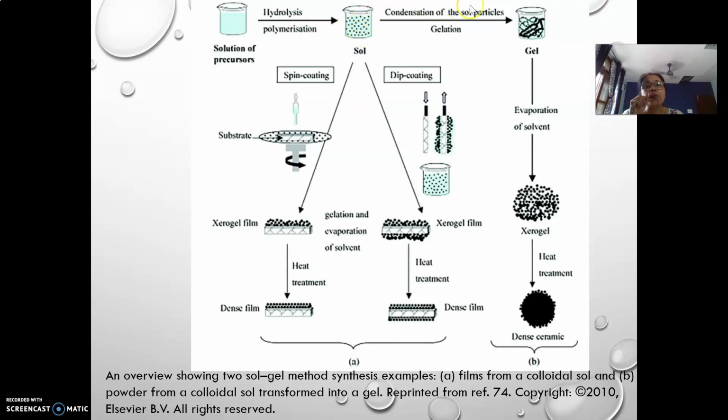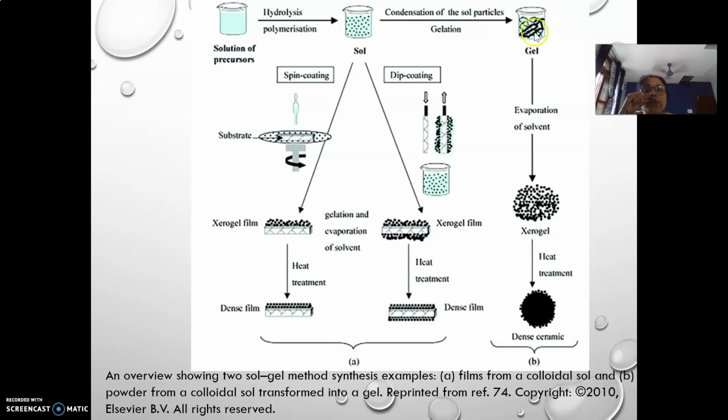Now if you allow it to condense the sol particle, condense the sol particle means you allow the solvent to evaporate, then the gelation will take place and you will be having the gel form. Gel form means the thicker or the more dense material where a lesser amount of solvent is present. Now the particles, if these are metal particles, once you remove the solvent, they will come closer to one another, and that may give rise to some bonding between them, and you will be having a new compound, a dense material which we call gel.